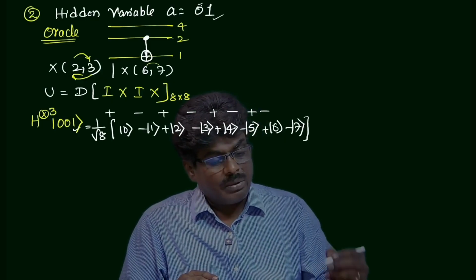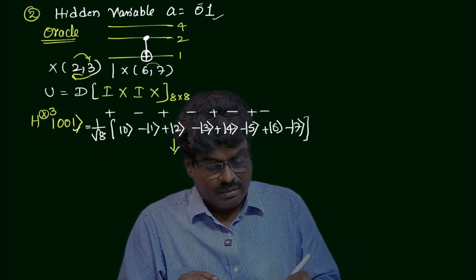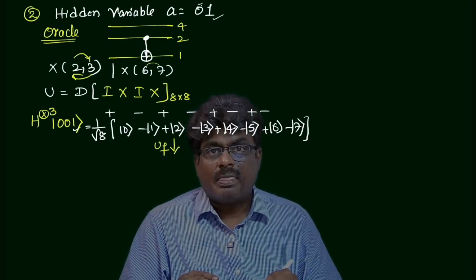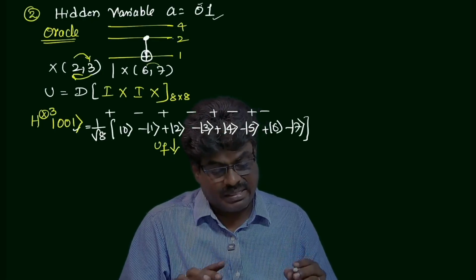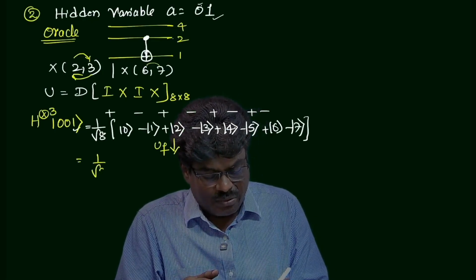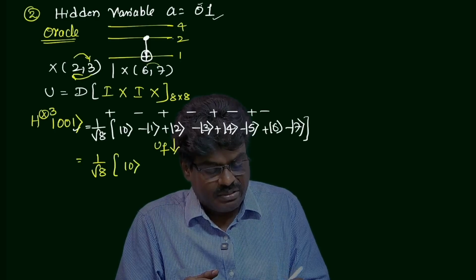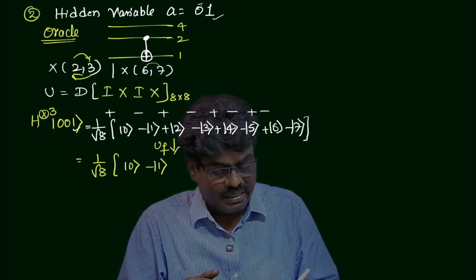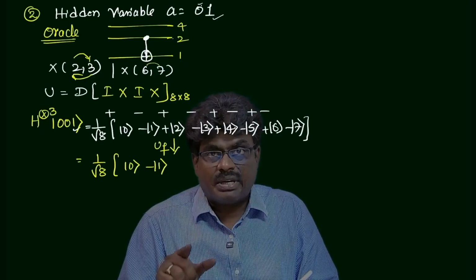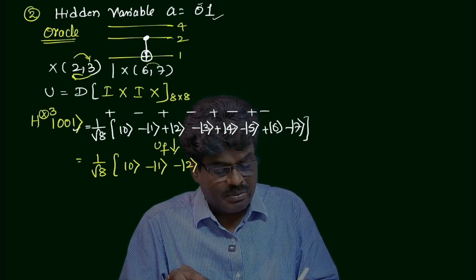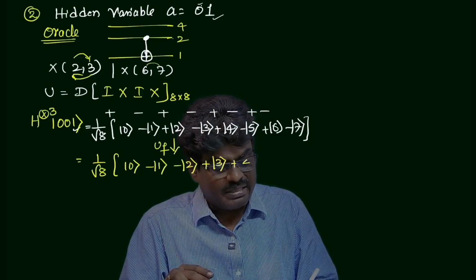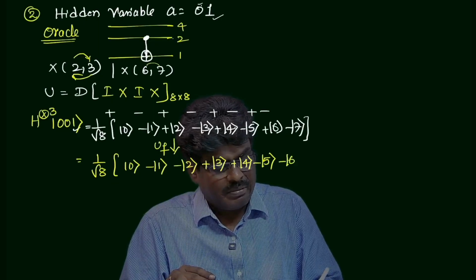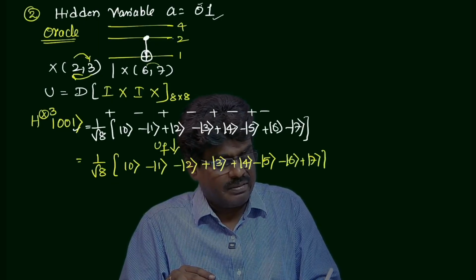Now I'm going to operate this oracle function U_f, which interchanges the phases of 2 and 3 and 6 and 7. Then it is 1 over root 8. This is 0 minus 1 as it is. Second state, 2 and 3 phase change, minus 2 plus 3, and 4 5 as it is, and 6 7 flip, minus 6 plus 7.